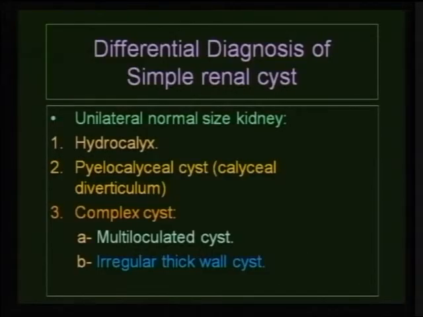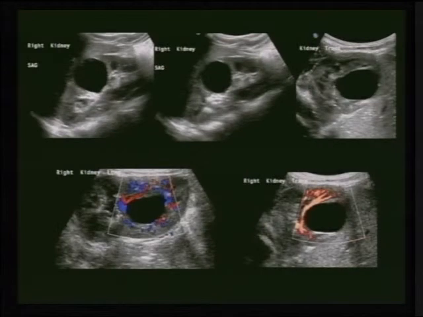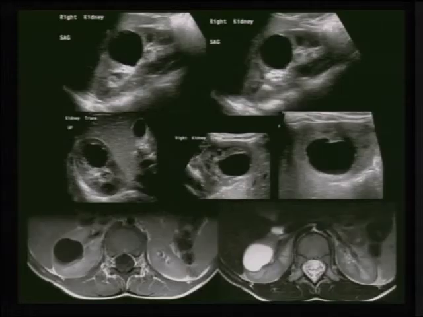What is the differential diagnosis of that cyst? It could be hydrocalyx, it could be calyceal diverticulum, or could be a complex cyst. In this cyst the margin is not very smooth like the first one, not very rounded. So is it a simple cyst? You should raise the suspicion. You don't want to be missing other diagnoses.